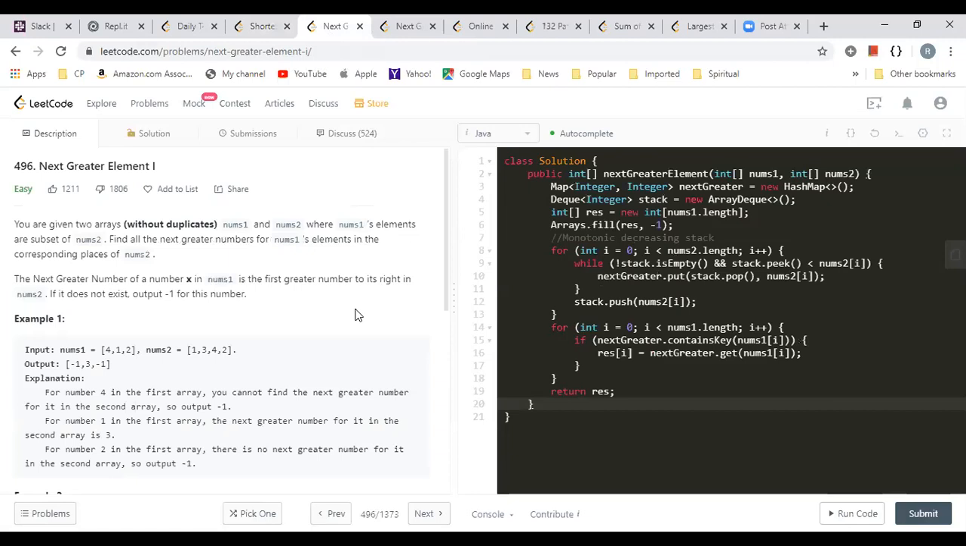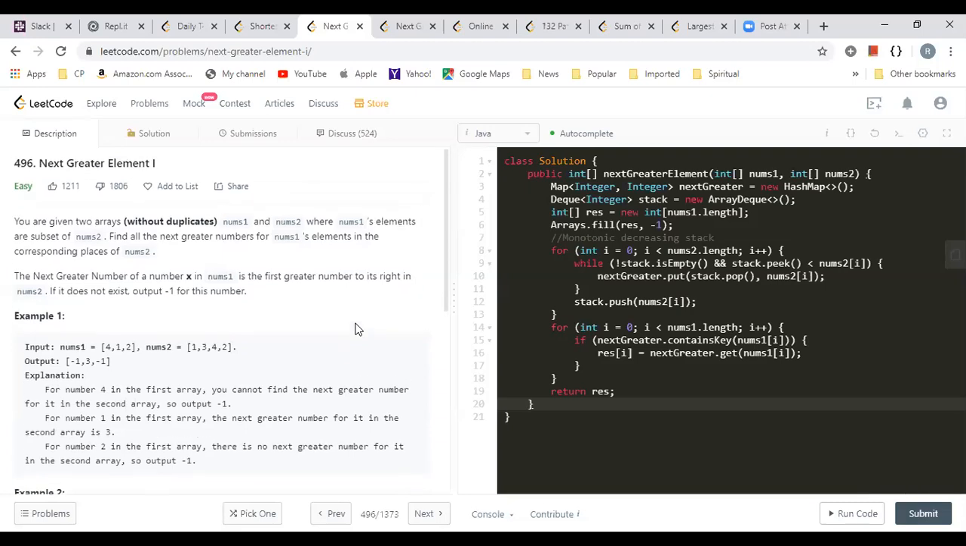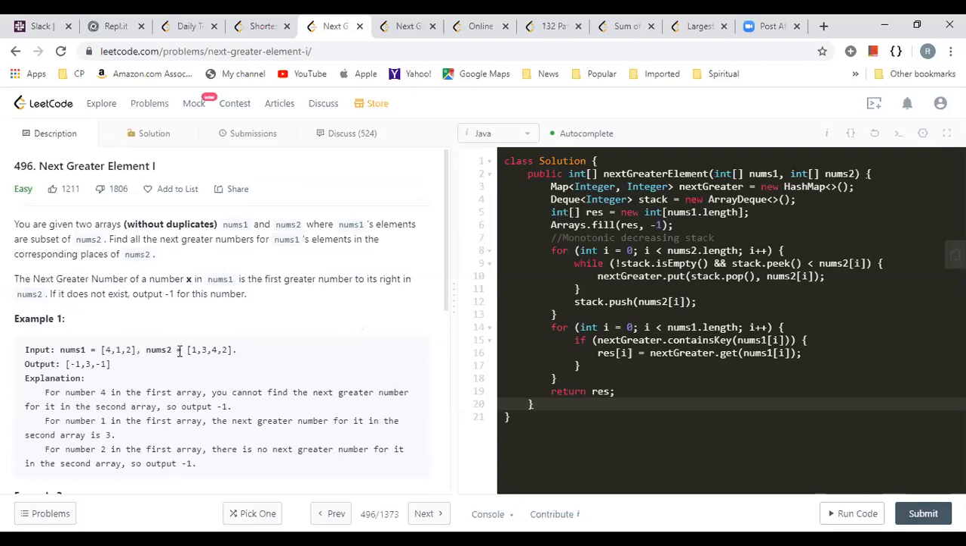And luckily, the next two problems we solved last week itself, so I am hoping that you are familiar with the question and solution. But now with this knowledge, it should ideally become relatively easy to think about why we are building this and how it is helping me solve this problem. So next greater element is the next problem. You are given two arrays, num1 and num2, and here num1 is a subset of num2.